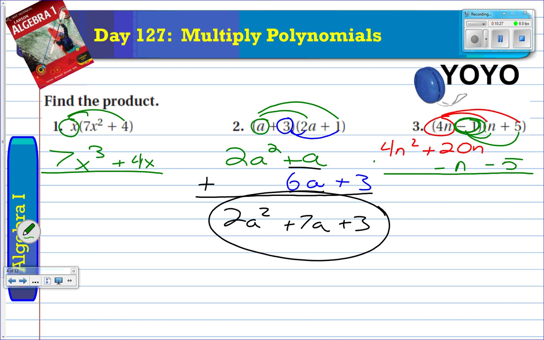Okay, and then we add straight down. So I have 4n squared. 20 minus 1n is 19n. And then I just have a negative 5. Okay, I went fast. Hopefully you were able to follow the pattern. If you got them yourself, then that's great. You're going to have a very easy time with the next few days.